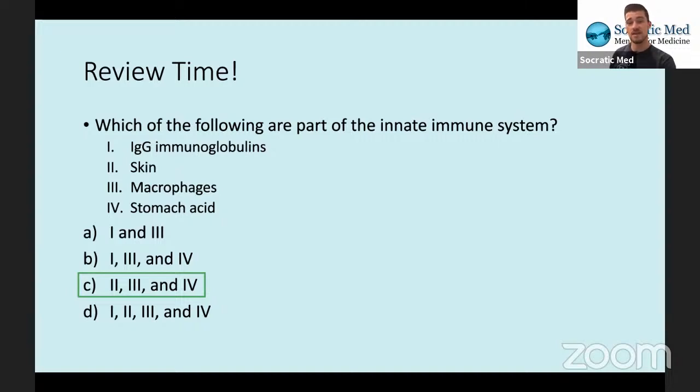Skin is also part of the innate immune system. We said it's the first barrier to protect against invading microorganisms. Macrophages also, those are the phagocytic cells of the innate immune system. They'll take in any sort of foreign invader, digest it. And stomach acid as well is part of the innate immune system. I just wanted to put these on here, like the skin and stomach acid one, just so that you really understand that the immune system is not just a bunch of microscopic cells. It's these larger structures, and they all contribute to immunity, specifically innate immunity.